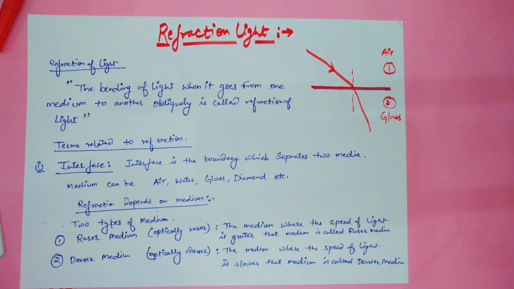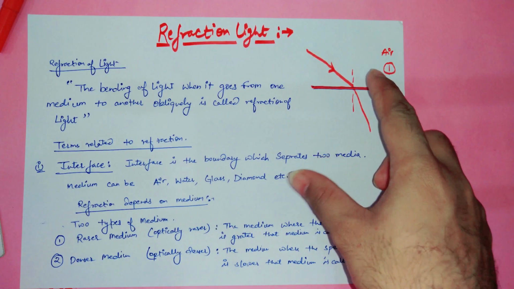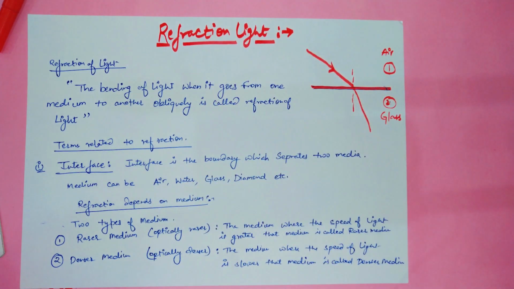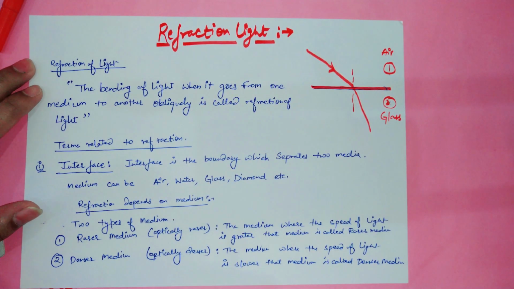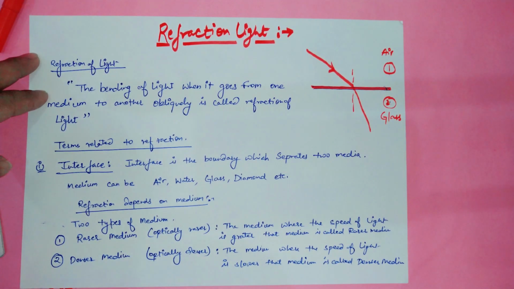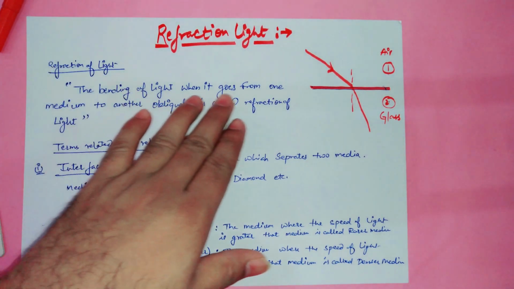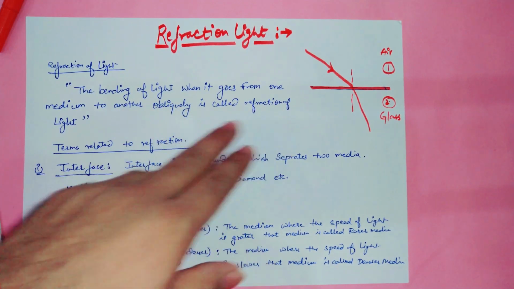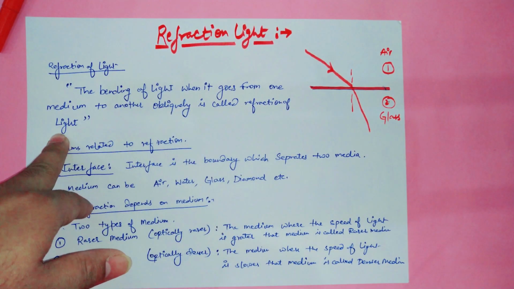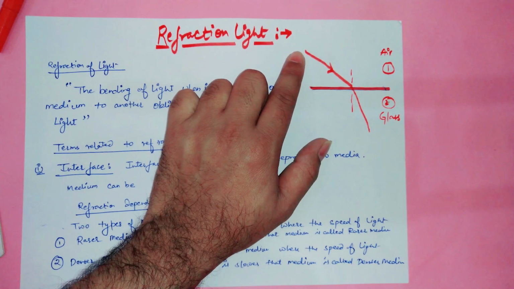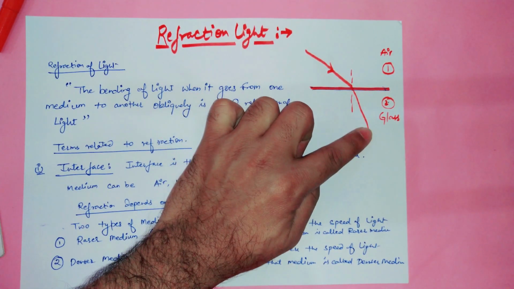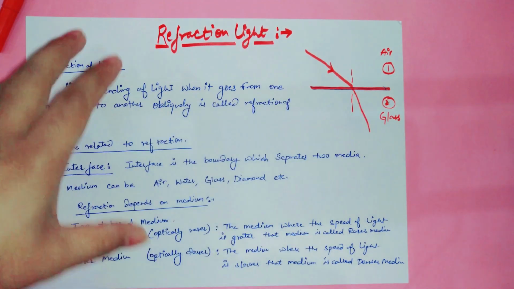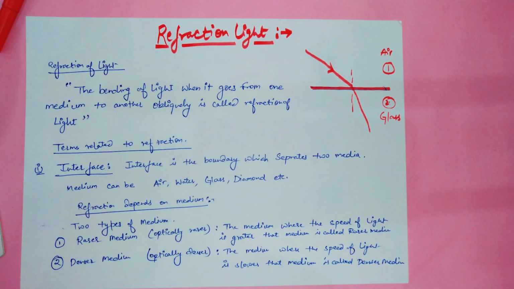Good morning, class. Yesterday, I told you about the refraction of light. Refraction of light means the bending of light when it goes from one medium to another medium obliquely. Whenever light goes from one medium to another medium, it bends from its original path, and this phenomenon is called refraction of light.